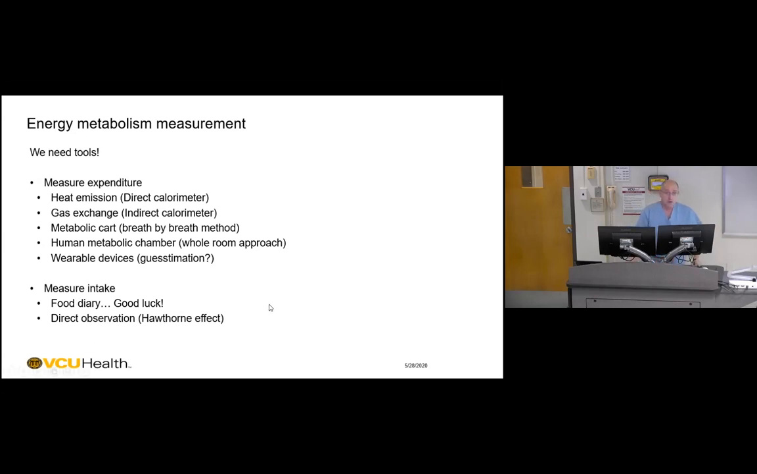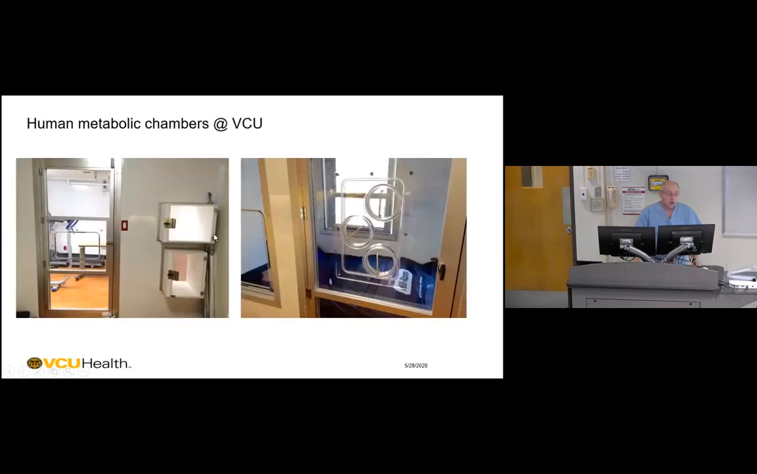In terms of measuring intake, you can try a food diary, good luck, it doesn't work that well. Or we can stare at individuals as they are eating, but be sure that the individual will change their behavior just because it's part of a study. That's the so-called Hawthorne effect. And so that's how we came to get the metabolic chambers at VCU, and chambers because there are two chambers. One is a very small one, and the other one allows for long-term studies.